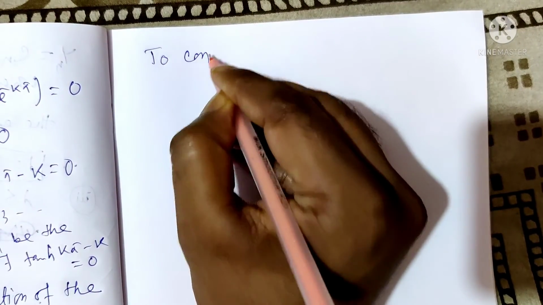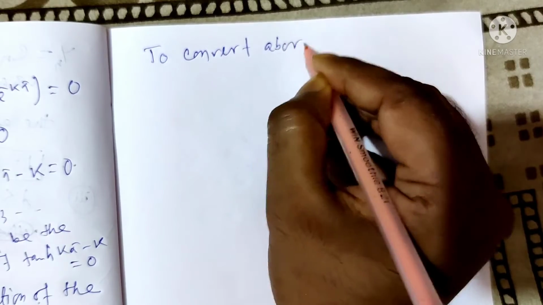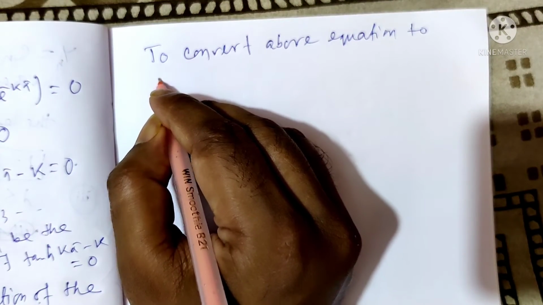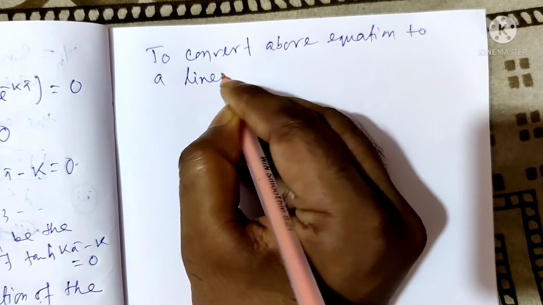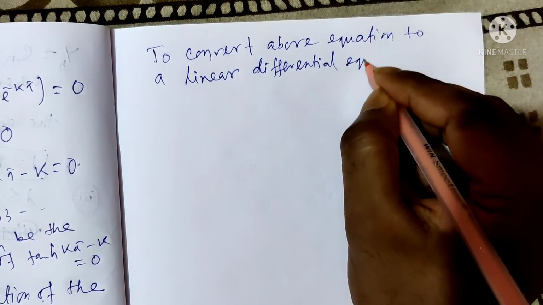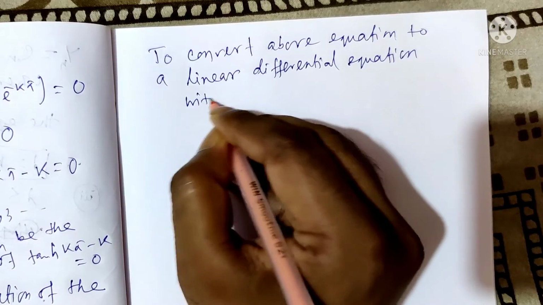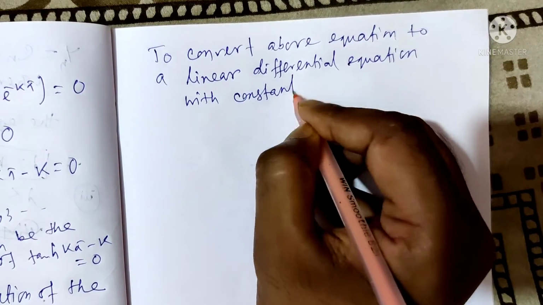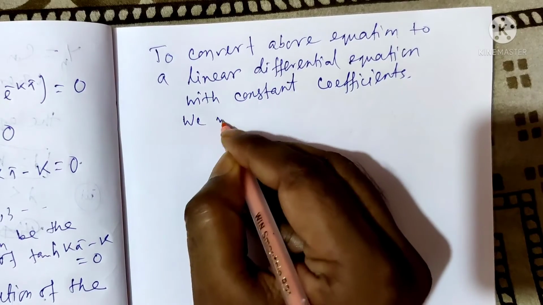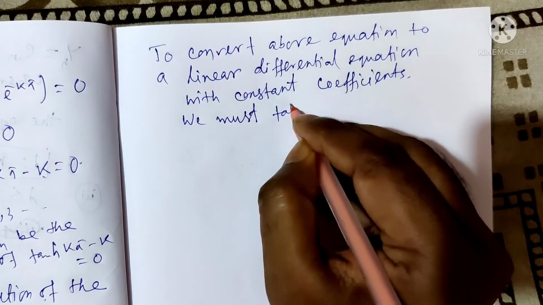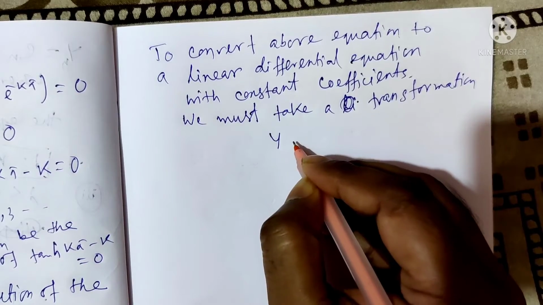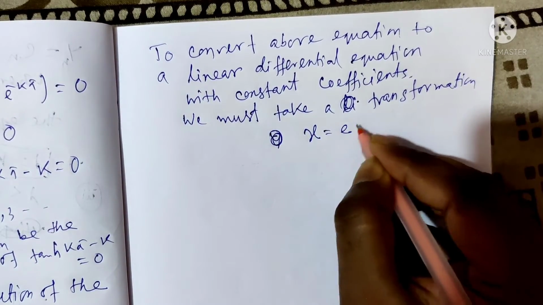To convert the above equation to a linear differential equation with constant coefficient, we must take a transformation y, or sorry, x equals e to the power t.